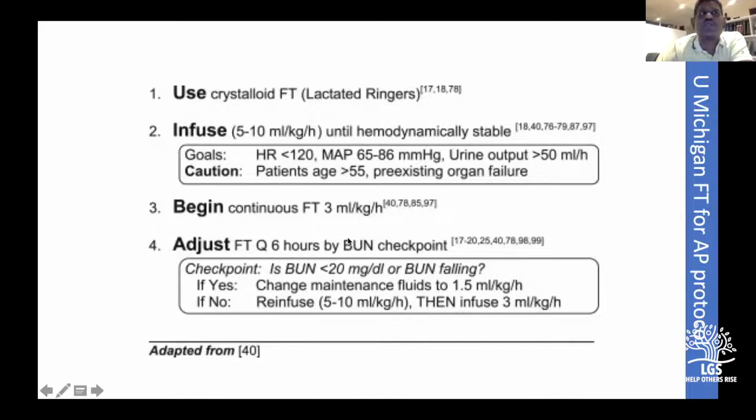Then a continuous fluid therapy at 3 ml per kg per hour. But at 6 hours, they check the BUN checkpoint: it should be less than 20 or falling. And once that is so, they maintain 1.5 ml per kg per hour. That is really good. They have really come down on the volume. So that is a good one.